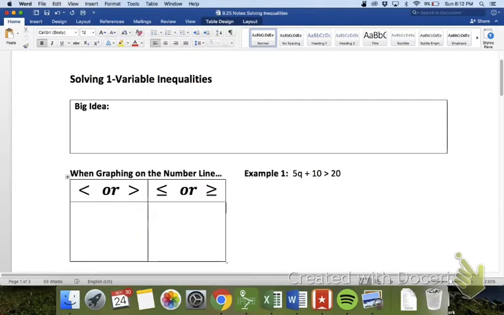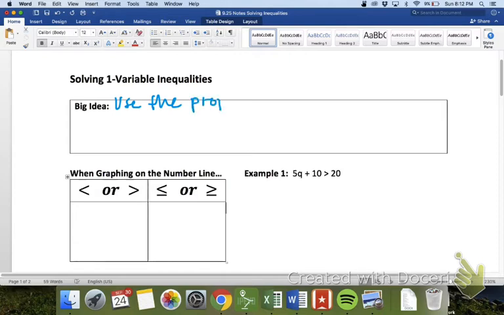So these notes are on solving one variable inequalities, and this should be somewhat of a review because we've actually been solving inequalities for the past week, and it's very similar to solving one variable equations. So actually, under this big idea box, the first thing we're going to write is that we're going to use the same properties of equality that we use when we solve equations to solve inequalities.